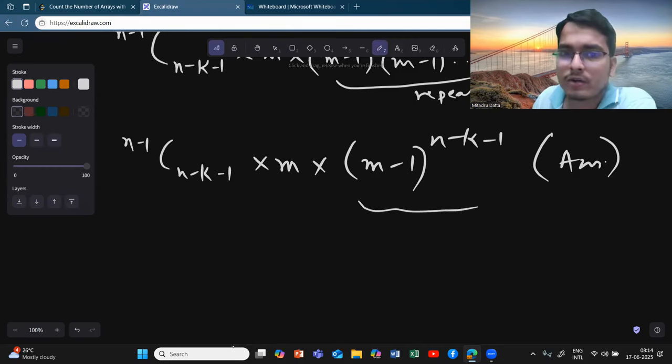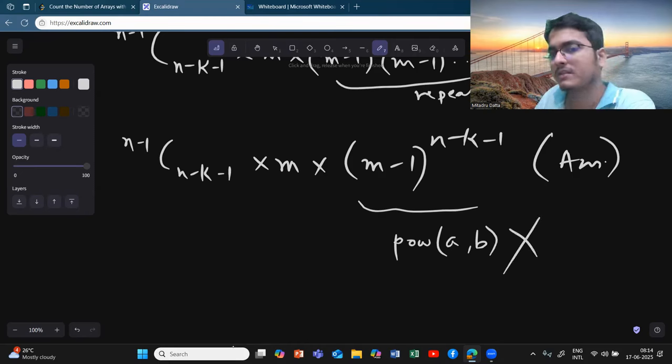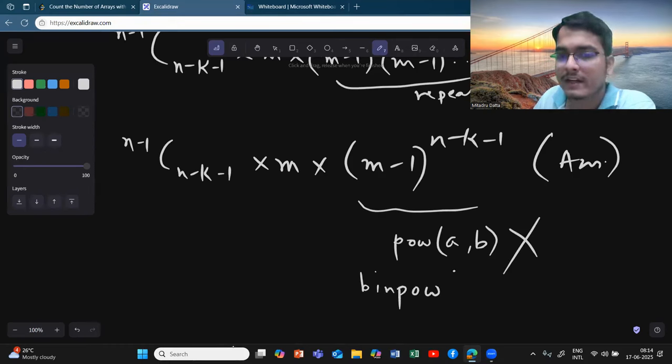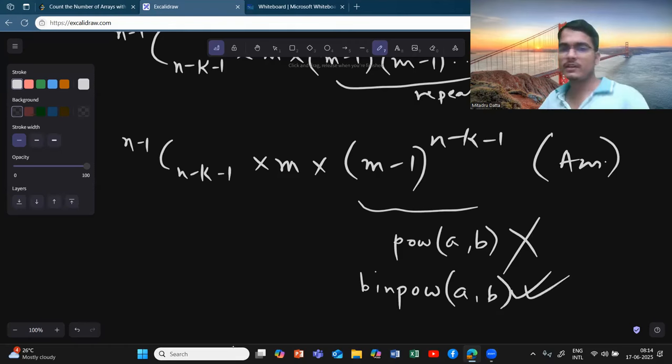But if you try to think now, this may be a very large number, right? And you cannot just use the power function a to the power b from the inbuilt C++ library. You need to use something to save the time complexity. You need something called binary exponentiation, a power b, which we need to write manually. So this is the answer which I will return.